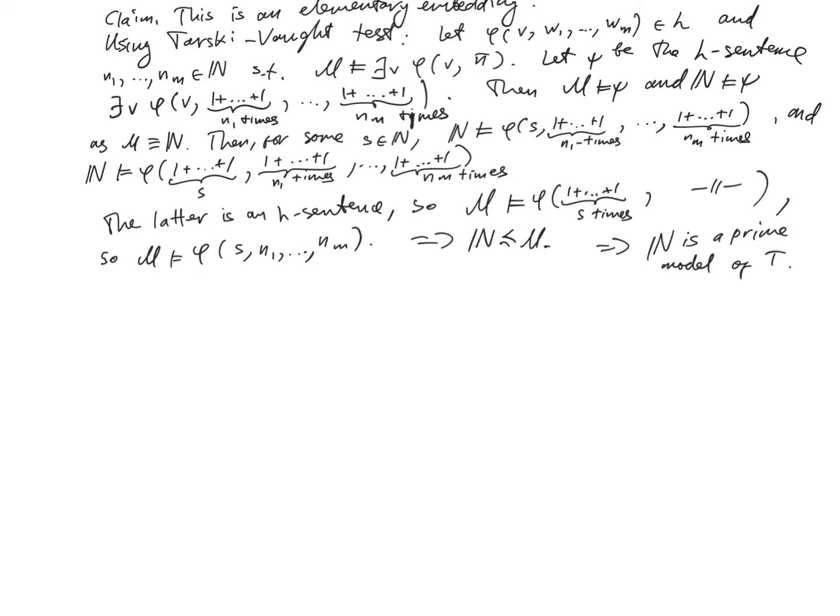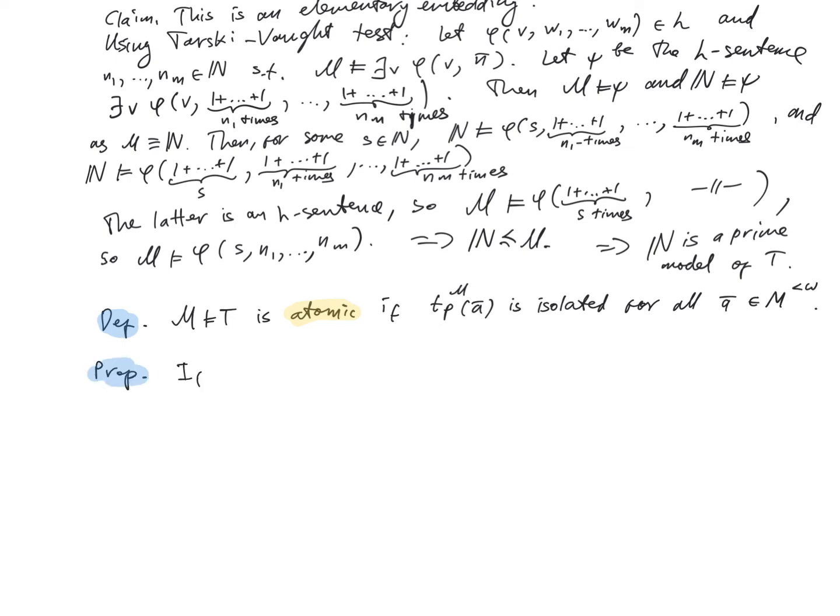Related to prime models are the so-called atomic models. Definition: we say that M, a model of T, is atomic if the complete type of a-bar in M is isolated for all tuples a-bar in M. First, we observe that if M is a prime model of T, then M is atomic.